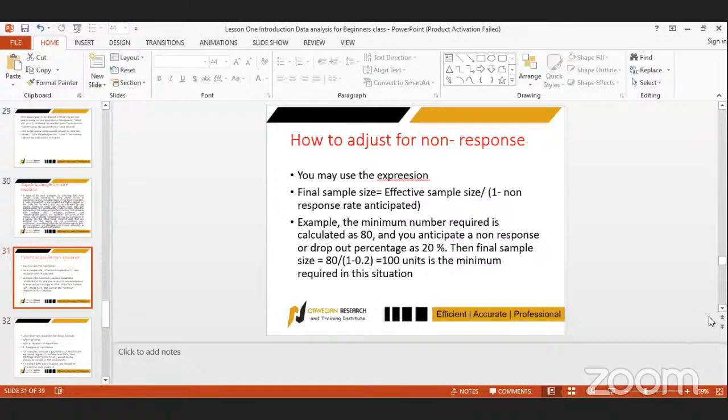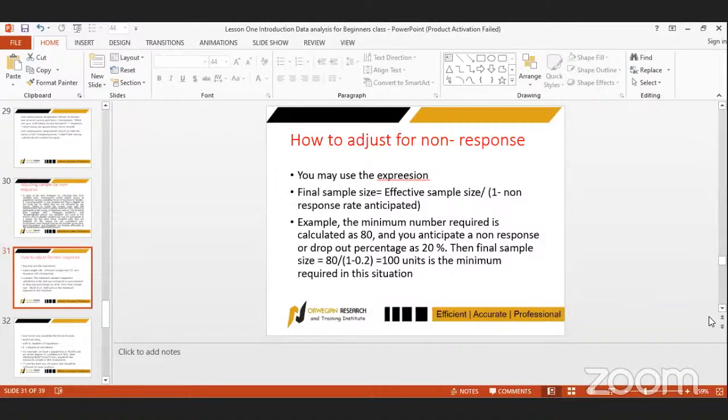Where do I get the estimate for non-response? Now, this one is a matter of estimate, and based on other studies that have been done in that area, you will study the non-response rate, and then you may pick that as your non-response in that case. Example, the minimum number required in calculating is 80, and you anticipate a non-response of 20%. That 20% will not participate in my survey.